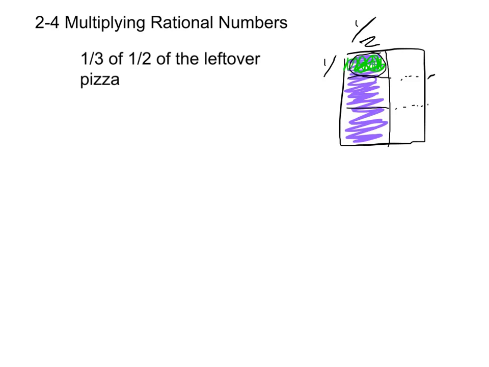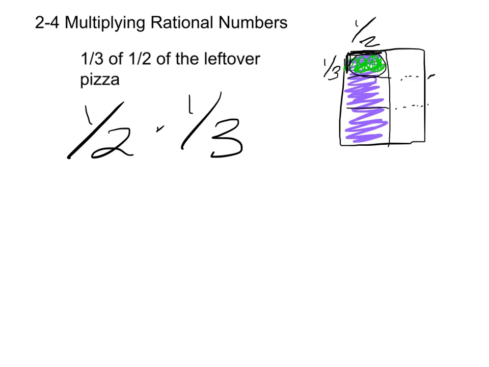And remember, this side length is 1/3, and this side length up here is 1/2. So if we're calculating the area, this space that we've eaten, the space that's got purple and green, that area is 1/2 times 1/3. And we can see from the picture that 1/2 times 1/3 is actually 1/6 of an entire pizza. 1, 2, 3, 4, 5, 6, 1/6 of the entire pizza.